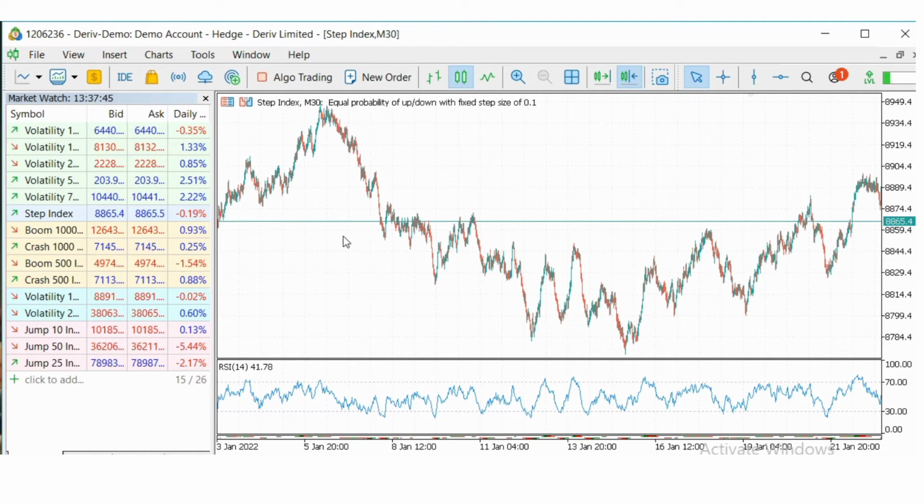Welcome guys. Today I'm going to be showing you how to work with the RSI. People say when the RSI is in overbought, you sell, and if it's in oversold, you buy. But most times when people buy at oversold and sell at overbought, the price keeps on moving against them and they keep on losing. And the next thing they will tell you is that RSI does not work.